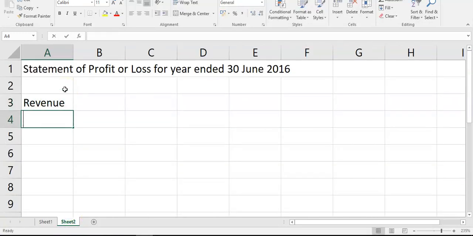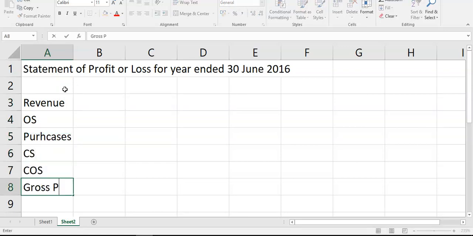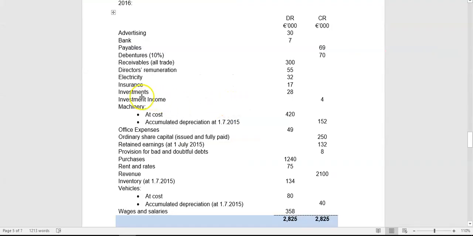We're going to look at revenue, opening stock, plus purchases, less closing stock gets me cost of sales, which gets me to gross profit. That's always going to be the layout of the start of a statement of profit or loss. The revenue, we made no adjustments. We're taking that directly from the question, 2.1 million, 2,100.